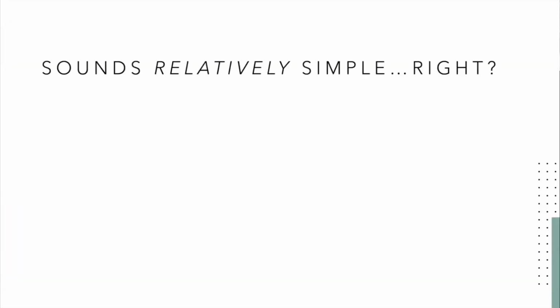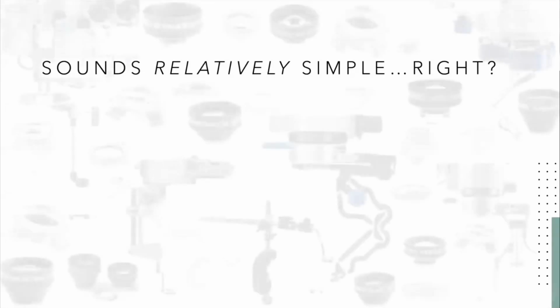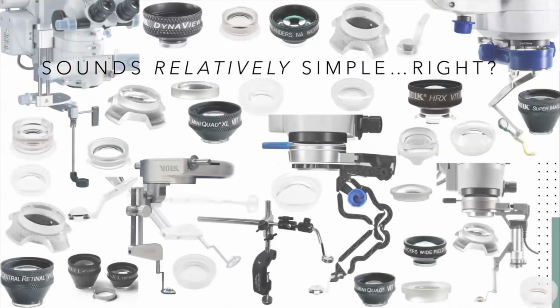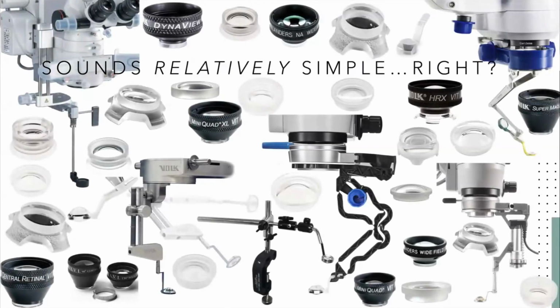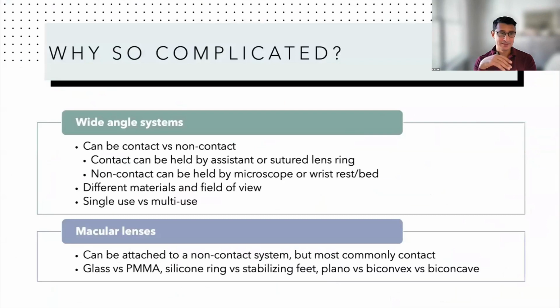Okay, so this sounds relatively simple, right? We've got wide angle viewing systems, we've got macular viewing systems. Can't be that complicated, right? These are just some of the options that exist. So my point in showing this is that there is so much to retinal surgery viewing, and these are just a handful of selection of products that exist to help us see better. We're going to go over some of those.